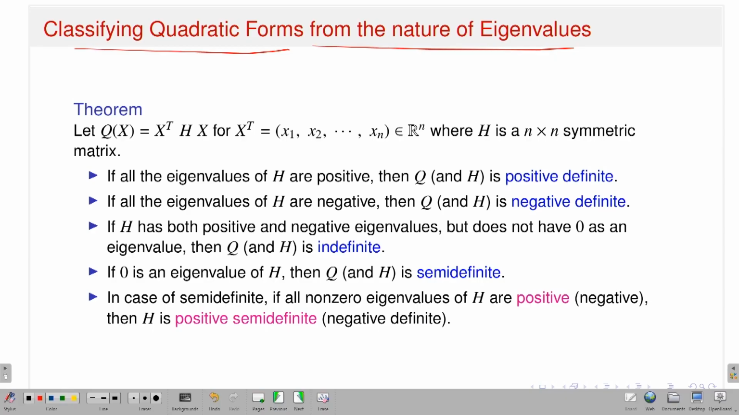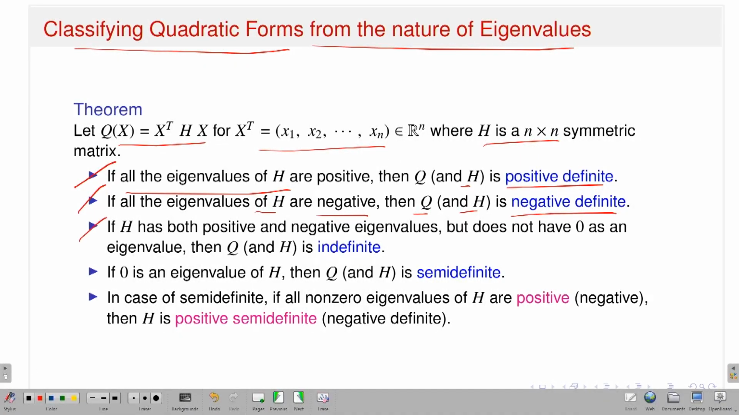I have written it as a theorem. If I have a quadratic form Q(x) = x^T H x, starting with a symmetric matrix H of size n cross n, where x is a point in R^n, what about the classification of the quadratic form in terms of eigenvalues? First, if all the eigenvalues of H are positive, then the corresponding quadratic form or symmetric matrix is positive definite. Positive means strictly positive. If all the eigenvalues of H are negative, then it is negative definite.